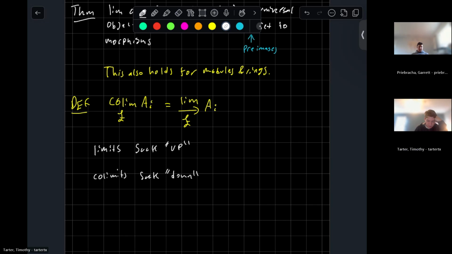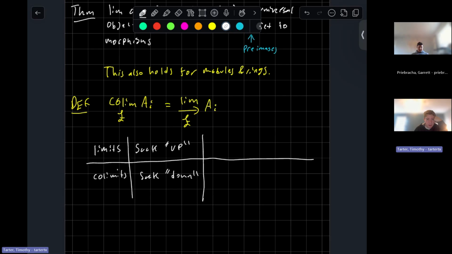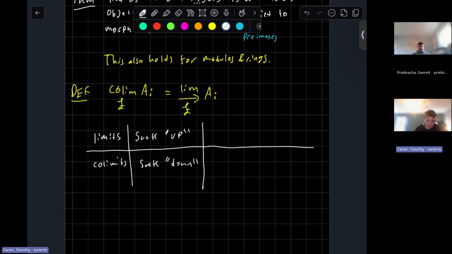But this could alternatively be seen as co-limits glue parts together, make a whole, and then limits reconstruct an object from its shadows. Does that give a little bit?